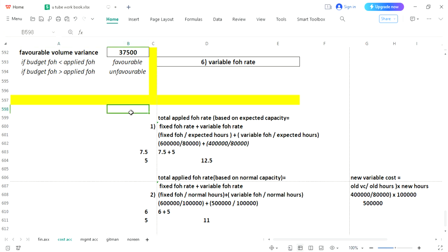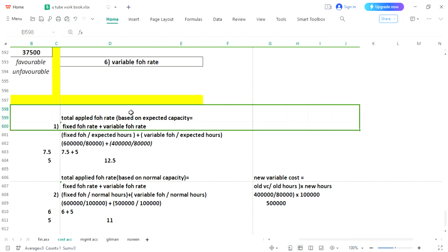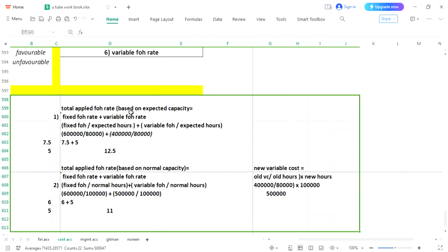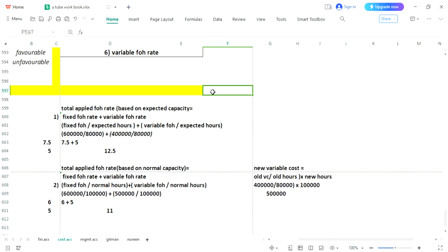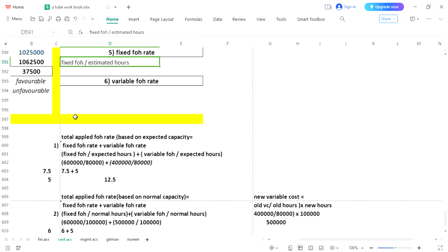Now I would like to request you to focus upon these things. Take a screenshot over here, highlighted area. This is the twist of the question. Remaining everything was traditional, remaining everything was same, but here there were calculations which were having a little twist. You do remember we calculate fixed FH rate over here, and for variable FH rate, what do we do? Variable FH was supposed to be divided by estimated hours. You have used these same formulas.